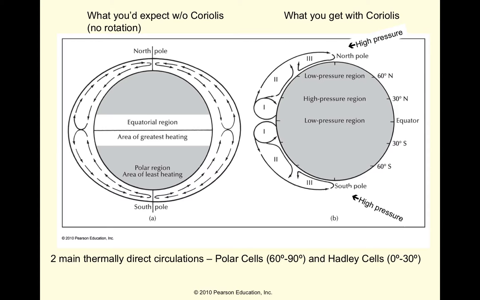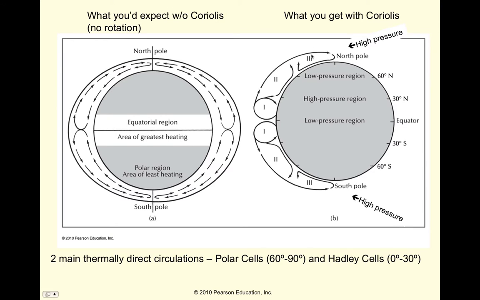However, that one-cell model does not include the effects of Coriolis, which we know we have because we live on a rotating planet. What you actually get with Coriolis is quite different. You do have thermally direct circulations, two Hadley cells along the equator, where air rises at the equator, heads towards both poles, and ultimately sinks, much of which sinks near the subtropical areas, returning the flow, giving you two thermally direct circulations there.